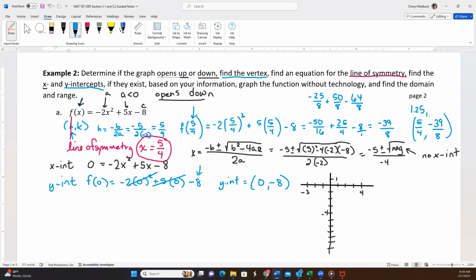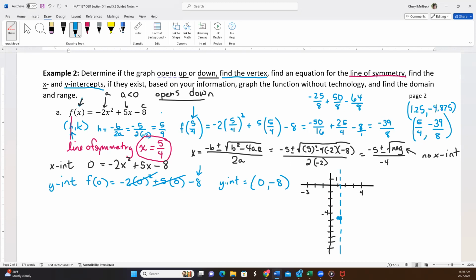And if you change 39 over 8 into a decimal, you get -4.875. Makes it easier to graph. So 1.25 is about here. -4.875 is right around here. So that is our vertex. Oops, might be a little further. Anyway, our line of symmetry is going to be the vertical line that goes through that.